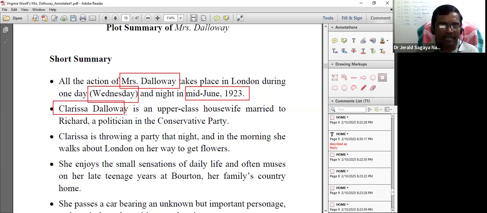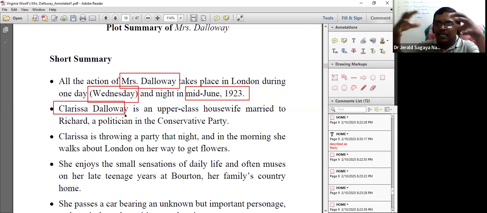She is from an aristocratic background. She is an upper class housewife married to a very promising politician named Richard Dalloway. And the husband's family name becomes her name. The husband's success is the success of Clarissa Dalloway. That's why we say that she suffers from an identity crisis and she is not able to come out of this shell. She is remaining in the comfort zone.